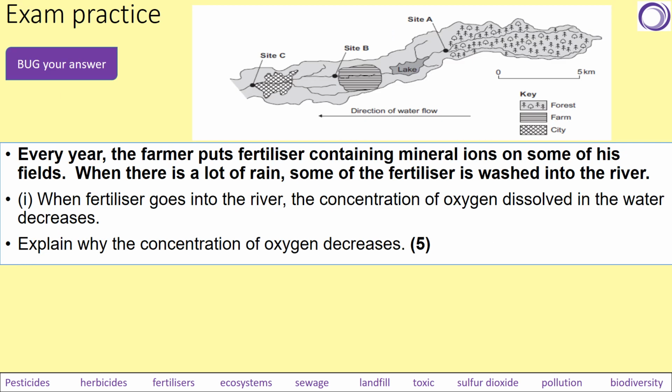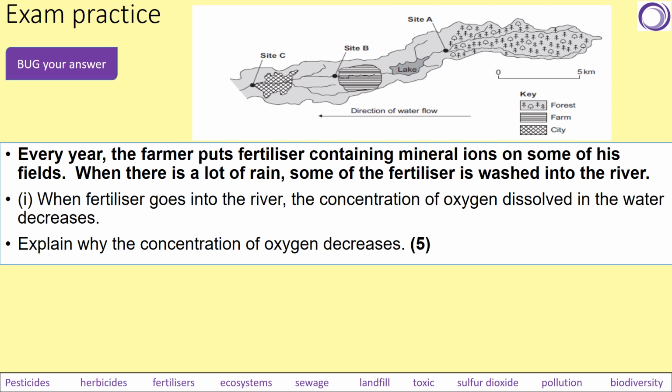So here's the complete question. Every year the farmer puts fertiliser containing mineral ions on some of his fields. When there's a lot of rain, some of the fertiliser is washed into the river. When fertiliser goes into the river, the concentration of oxygen dissolved in the water decreases. Explain why the concentration of oxygen decreases, and that's worth 5 marks. Thinking about bugging your answer, can you imagine what you're going to box and underline?